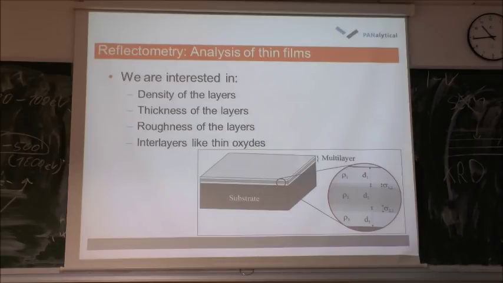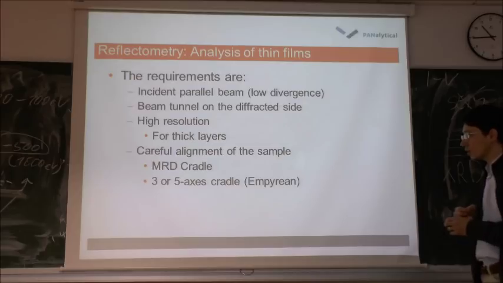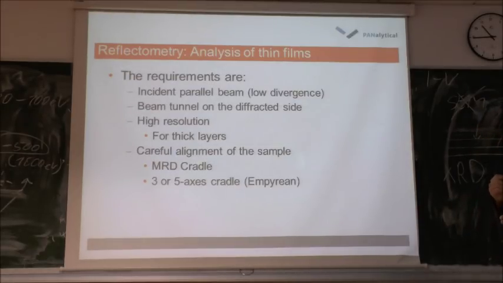And basically, what you need to have is a parallel beam, which is produced with the hybrid, with the low divergence, and then a beam tunnel on the diffracted side. This is basically the collimator. This is a very good tool if you have very thin layers. Because if you have a thick layer, then you need to have a really high resolution setup, which we also have.